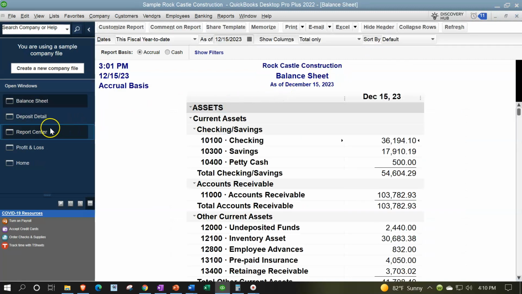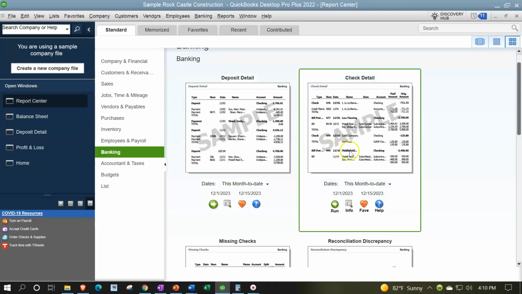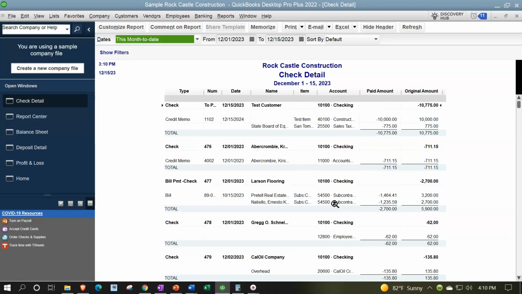And let's go back then to our report center. We've got the check details. So if I go into the check detail, we're going to have the information for the checks. So the checks are the forms that are the decrease. They might be a physical check with a check number, but they're also the form that will generally be the decrease to the checking account.